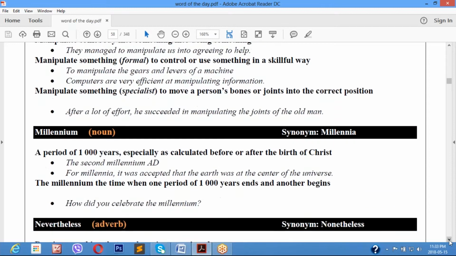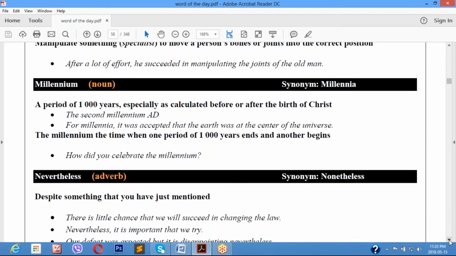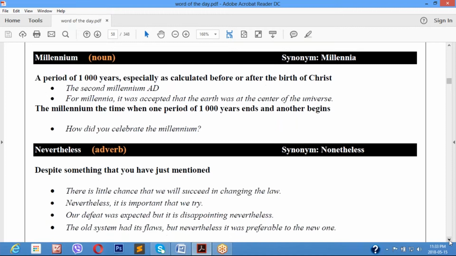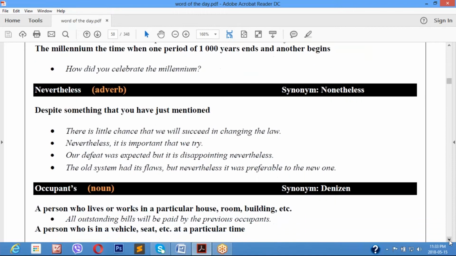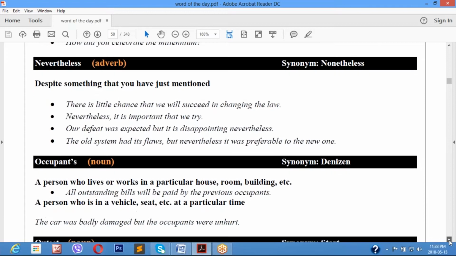मिलेनियम 1000 ईयर, एक हजार साल, जिस तरह डेकेड 10 साल होता है, सेंचुरी 100 साल, 1000 मिलेनियम. Nevertheless, despite something that you have just mentioned, there is little chance that we will succeed in changing the law. Nevertheless, it is important that we try.